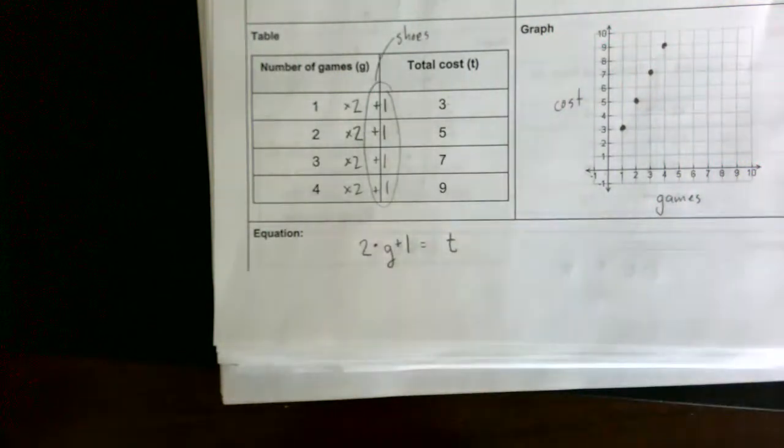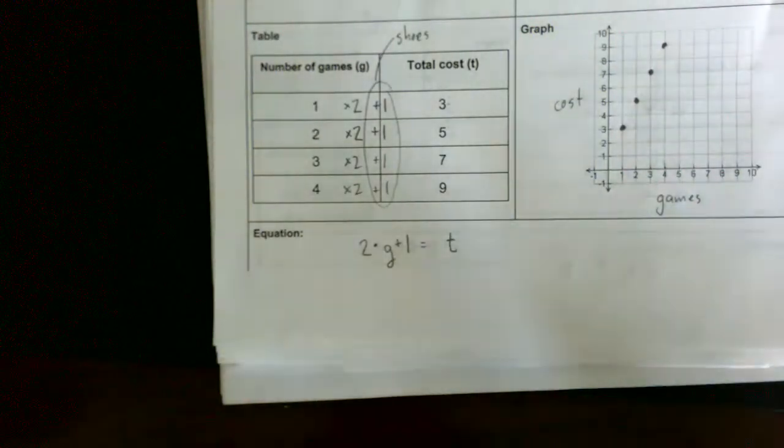This is called a two-step function. The other ones were one-step functions because you only did one thing to get from one number to the other.